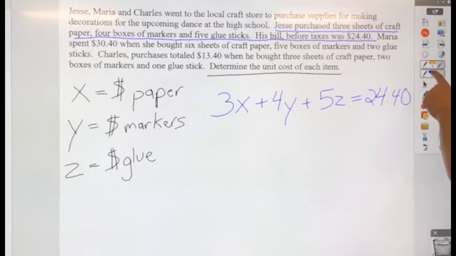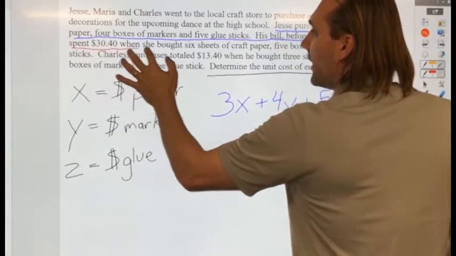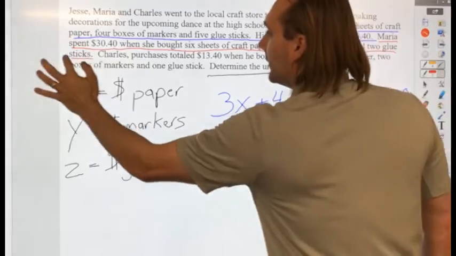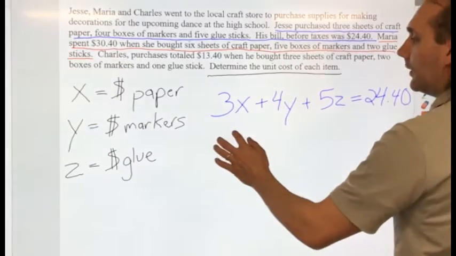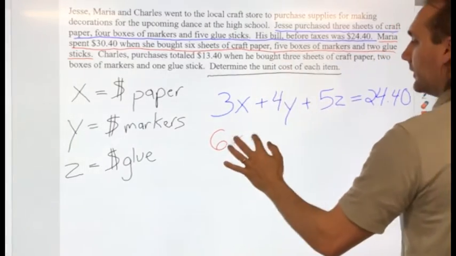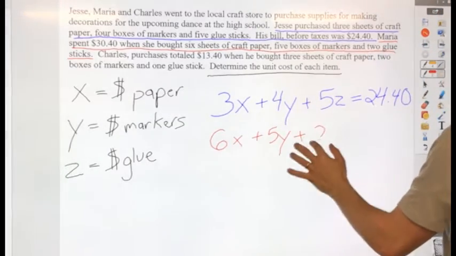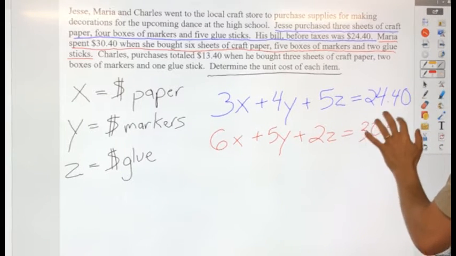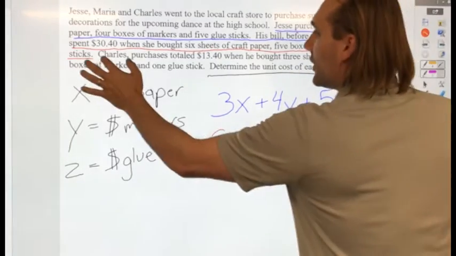The next sentence gives us what Maria spent in our next equation. Maria spent $30.40 on 6 sheets of paper, 5 boxes of markers, and 2 glue sticks. So what does that equation look like? 6x, plus 5y, 5 markers, plus 2z, equals 30.40. Very good.